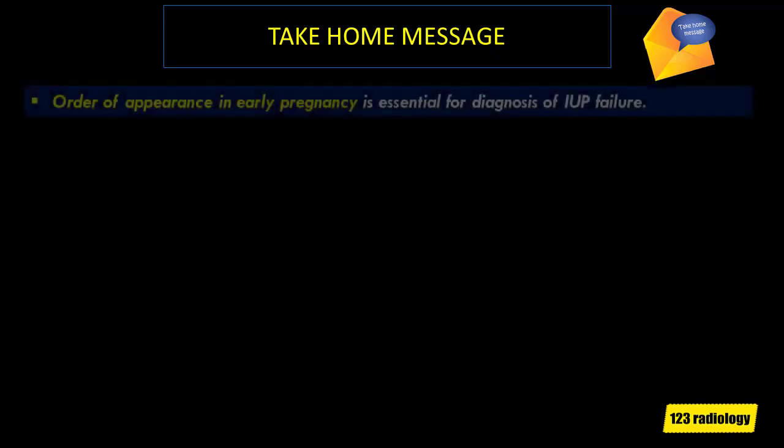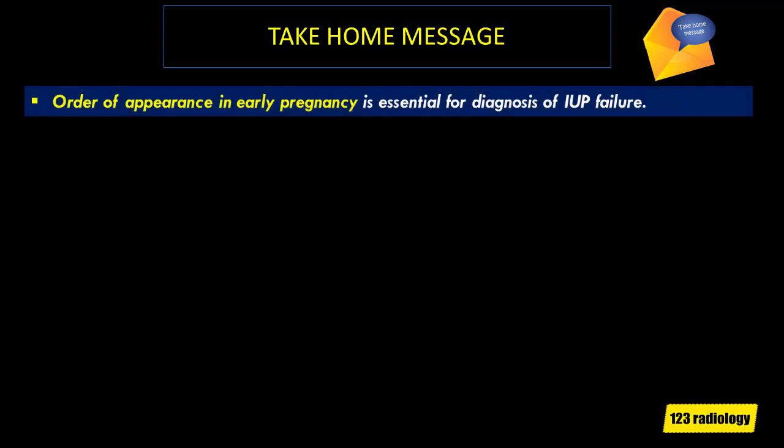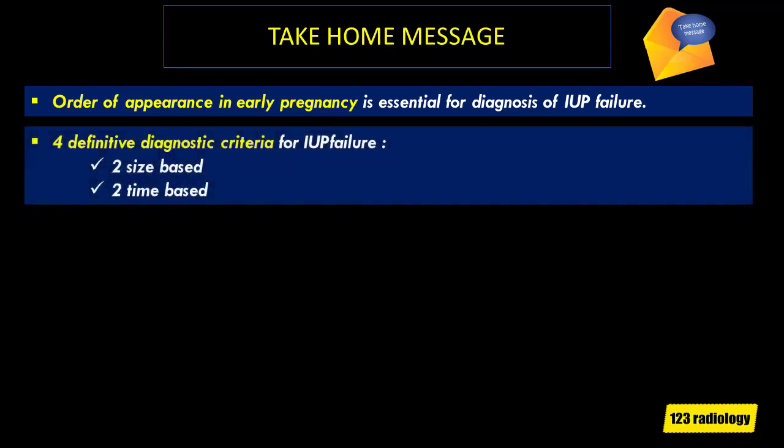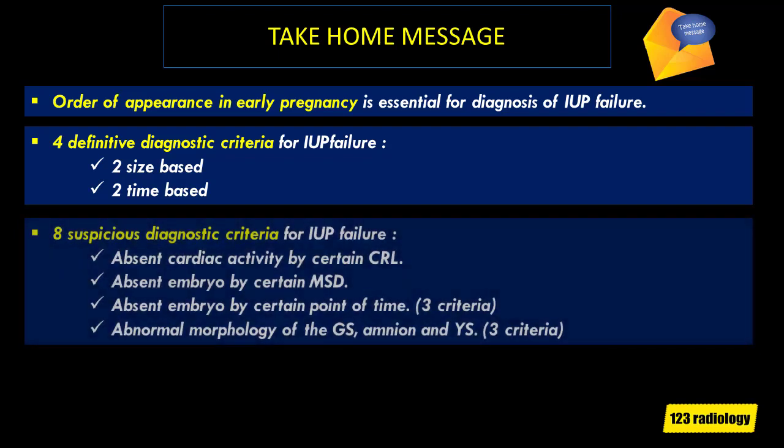Take home message. Understanding the order of appearance in early pregnancy is essential for diagnosis of intrauterine pregnancy failure. There are 4 definitive diagnostic criteria for intrauterine pregnancy failure. 2 are size-based and 2 are time-based. There are 8 suspicious diagnostic criteria for intrauterine pregnancy failure.